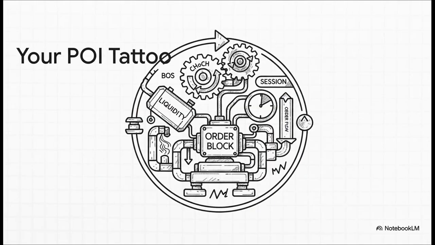So think of this as your mental checklist, your core concepts: break of structure, change of character, liquidity, inducement, and your order block. These are not separate ideas. They're all interconnected pieces of the same machine that drives the market.